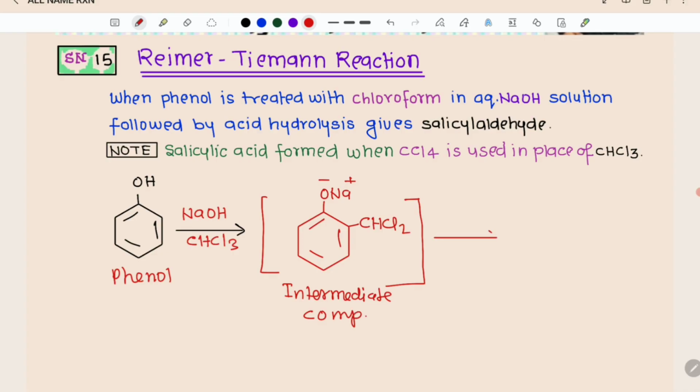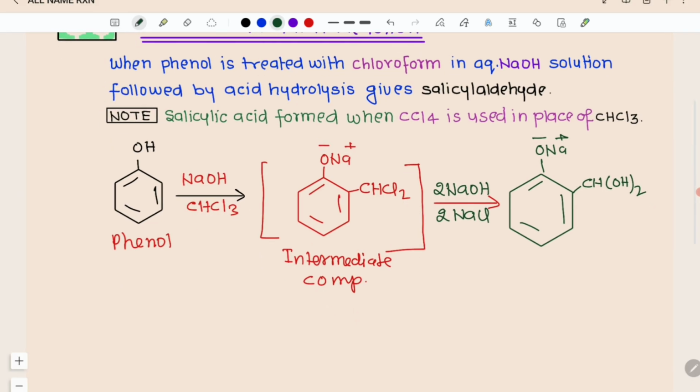This compound is fused with sodium hydroxide. So 2 moles of sodium hydroxide are used in this reaction, and there is formation of 2 NaCl, and there is formation of an alcohol in which 2 hydroxy groups are at the same carbon, CH(OH)2, and here is ONa. Two hydroxyl groups at the same carbon are not stable, so there is a release of a water molecule from it. So minus H2O goes out.